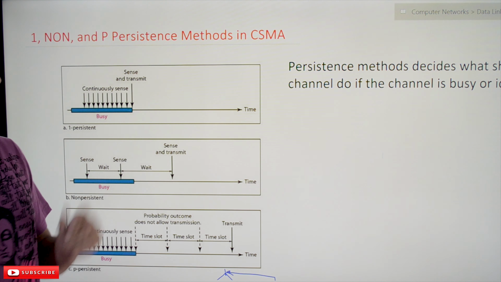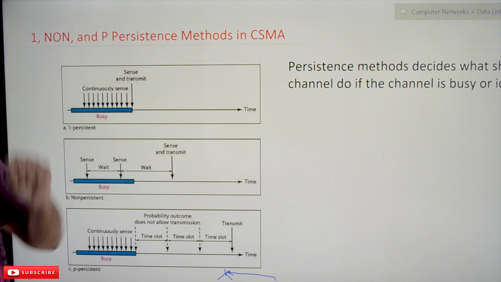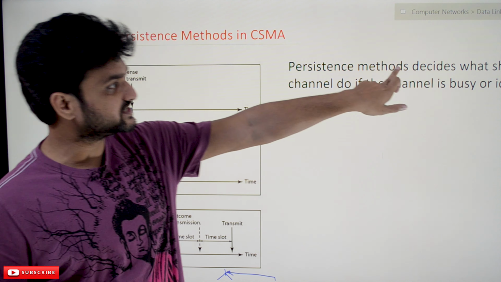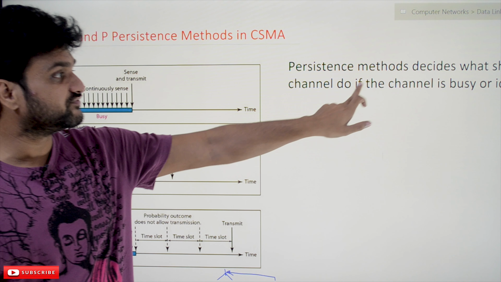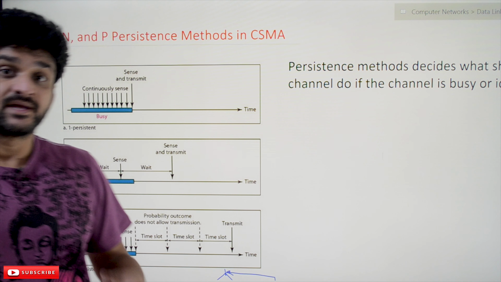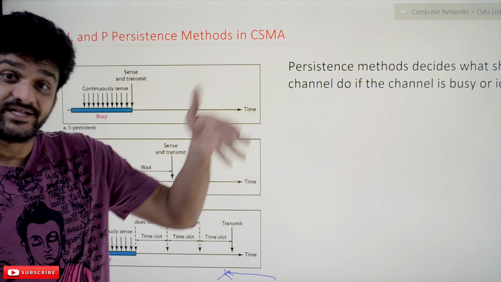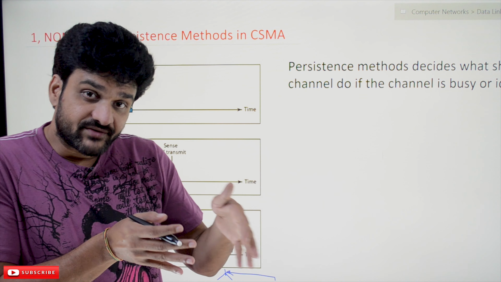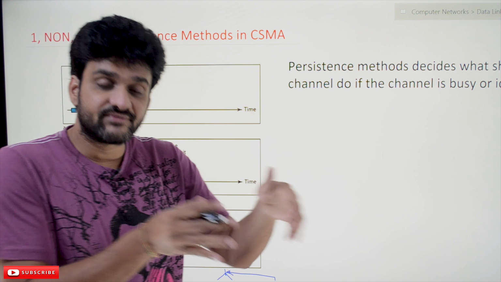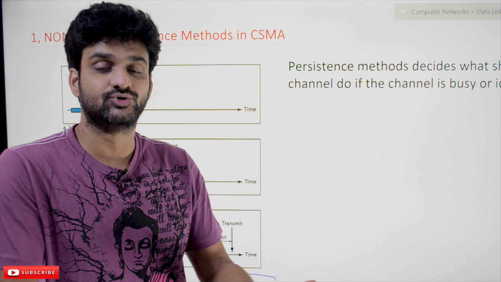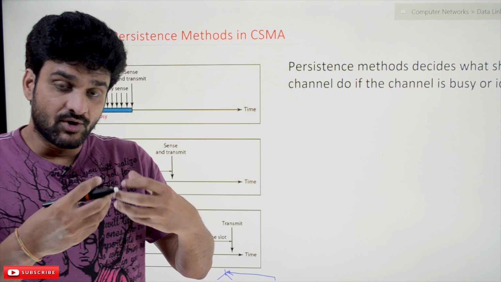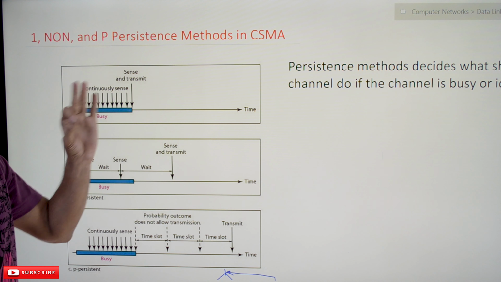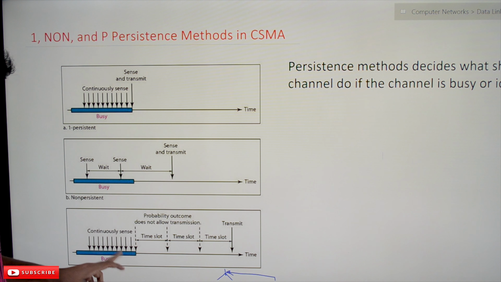Now coming to this class, we'll try to understand all these persistence methods. Before that, what do persistence methods mean? Persistence methods decide what a station should do if the channel is busy or idle. Whenever the channel is busy or idle in CSMA, carrier sense multiple access, what it has to do is decided by these methods. We have three methods: one persistent, non-persistent and p persistent.